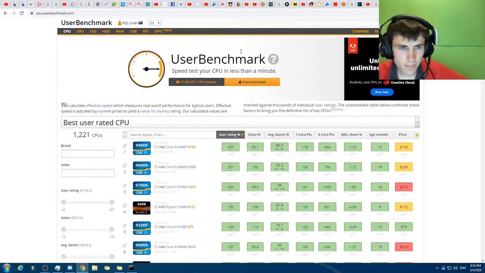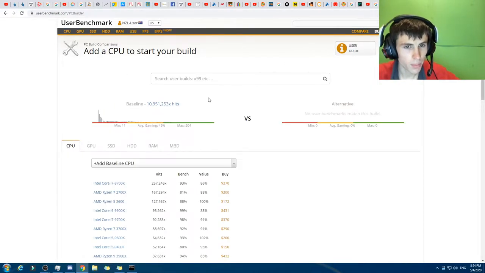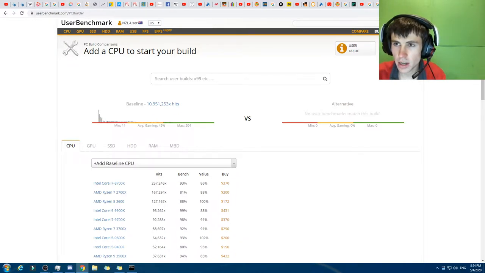Okay, so, where to start? We're going to press build. There we go, Bob the Builder, let's get it. We're still in US dollars. We'll duplicate this tab again, and we can get rid of that other one now. So we're going to start with the CPU.